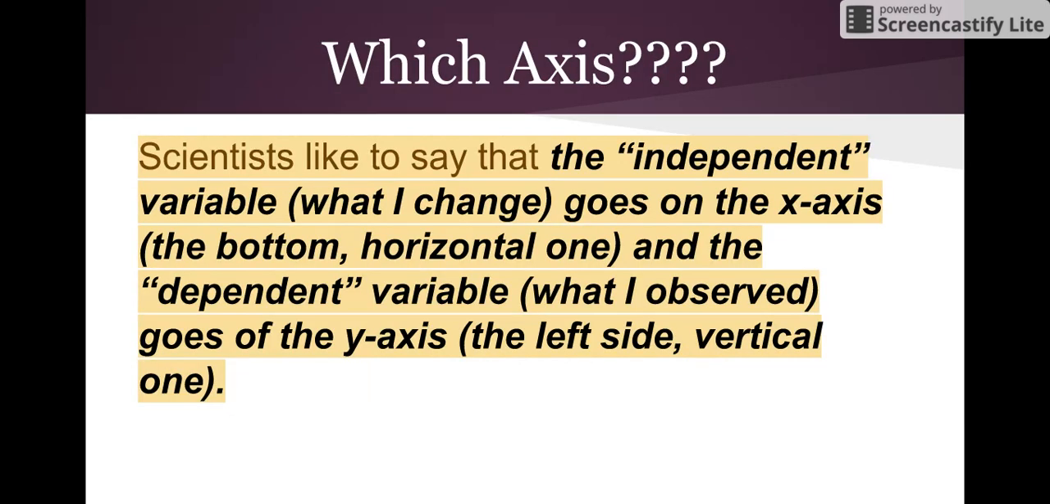I thought we were talking about line graphs, Mr. Goodwin. Well, we are getting to that, guys. Which axis? So I want you to have pencils up, hard at work. Scientists like to say that the independent variable, what I change, goes on the x-axis. Make sure you're writing this down. The bottom horizontal one. And the dependent variable, what I observe, goes on the y-axis, the left side vertical one. You can pause this video and write these notes down. I am going to keep the video going.